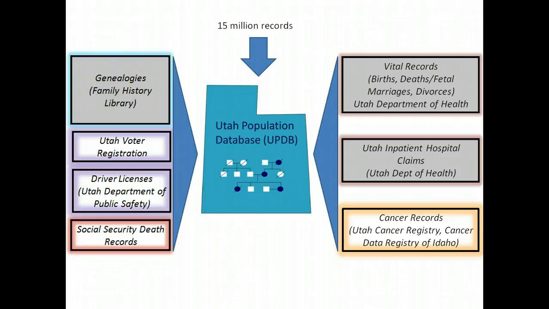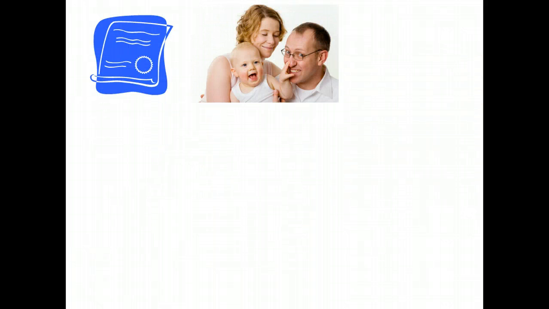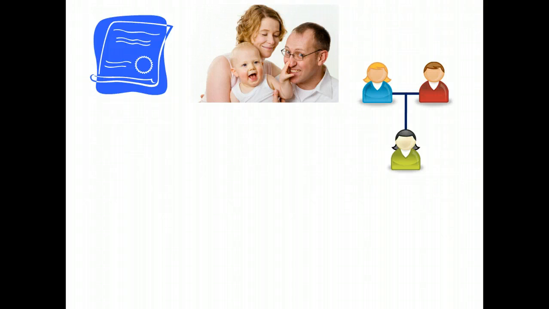As of spring 2011, there are close to 15 million records in UPDB. These many records are linked together to identify 6.5 million unique individuals, many with health history and pedigree information. As an example, consider a birth certificate. It may contain information on 3 individuals, an infant, mother, and father.